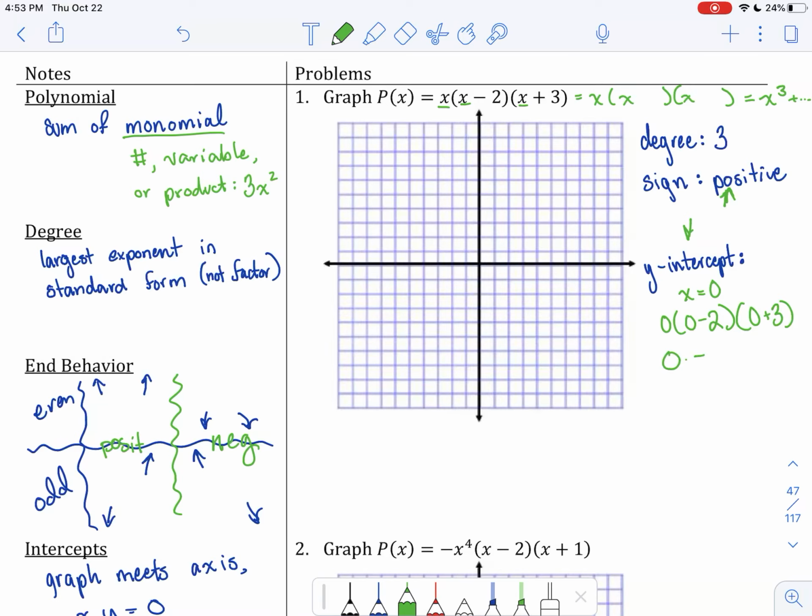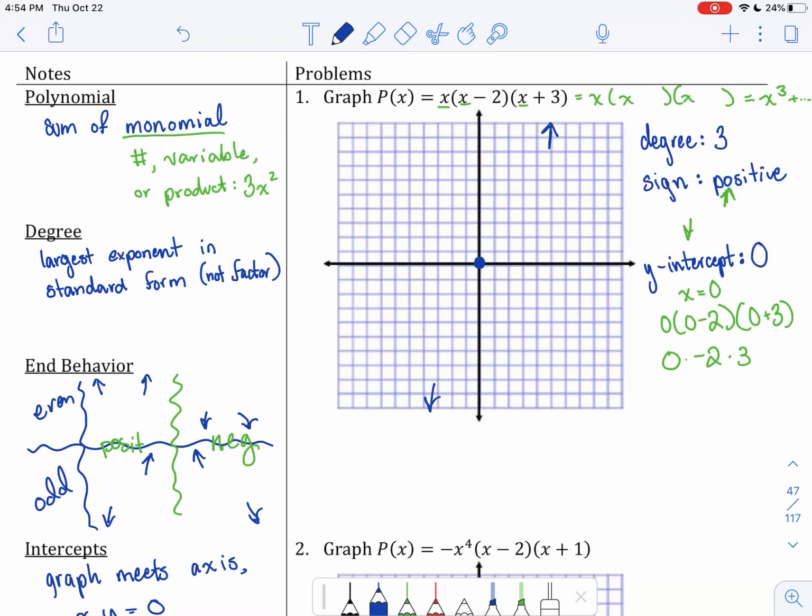Well, that becomes 0 times negative 2 times 3, which is 0. So our y-intercept is 0. So that tells us another point that we're going to go in here. So we've got something in here. We know we're going to have an arrow pointing down on this side and up on this side like this.